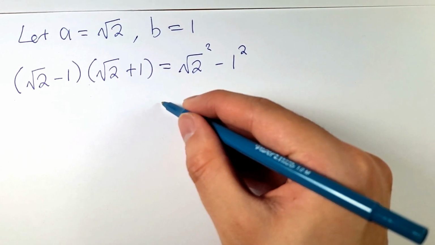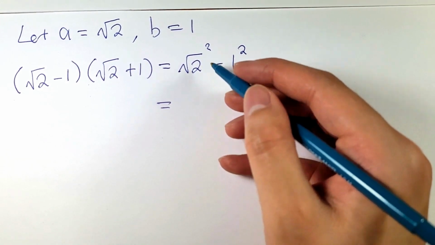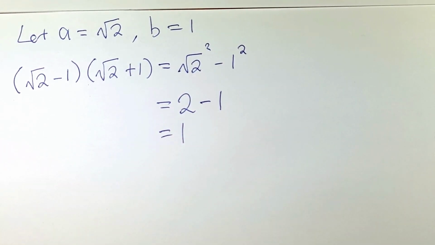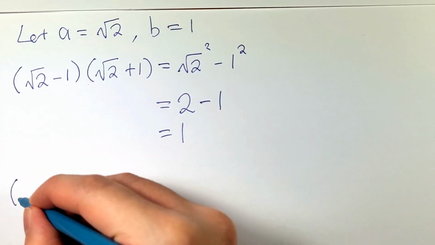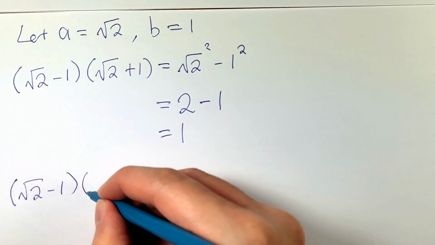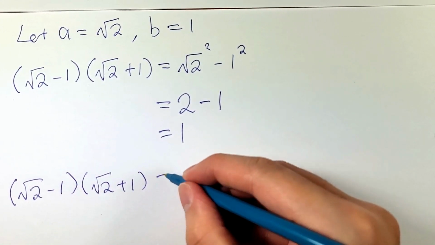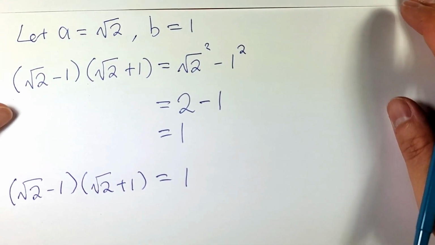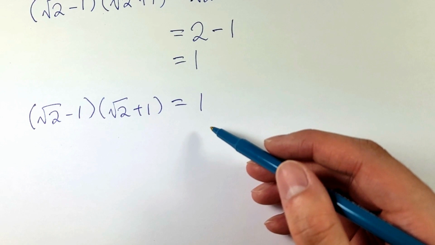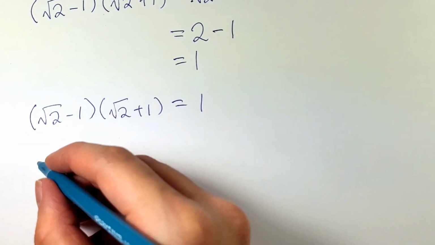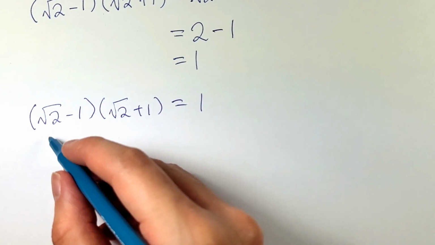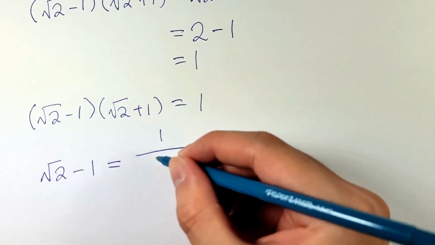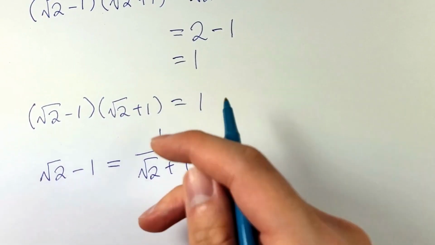Evaluating this some more, we get 2. So square root of 2 times itself is 2. And then we get 1. So 2 minus 1, and this is 1. So what we get is square root of 2 minus 1 times square root of 2 plus 1 equals 1. My next step here is that I divide both sides of this equation by root 2 plus 1. So what I get here is root 2 minus 1 equals 1 over root 2 plus 1.